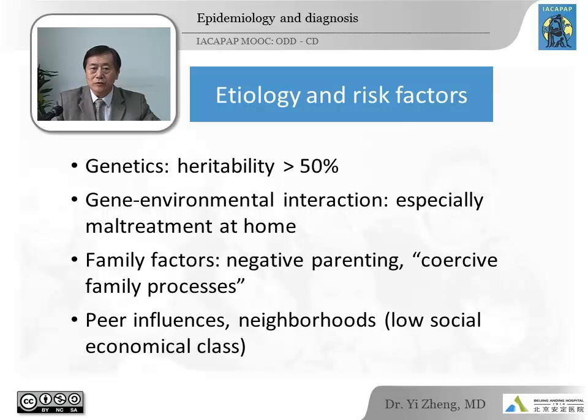No single cause of ODD has been identified. Genetic effects contribute significantly to the development of ODD. Many environmental factors, including family factors, contribute to the onset of ODD. Maltreatment, negative parenting, lower socioeconomic neighborhood, and problematic peer influences are all associated with ODD.